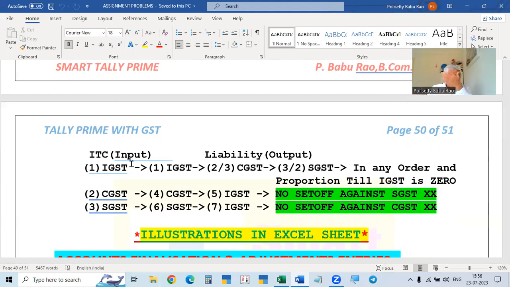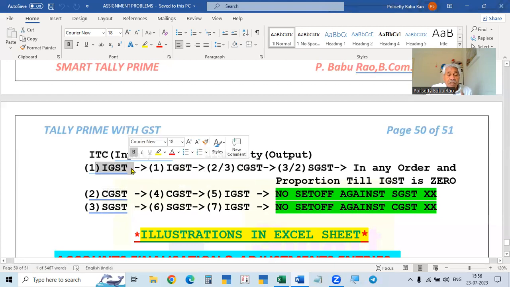So how to adjust or set off that, I will take you through. See, first of all, in this case, we have to take IGST only. First, you have to take IGST. If there is no balance in IGST, then we'll go to the other one.